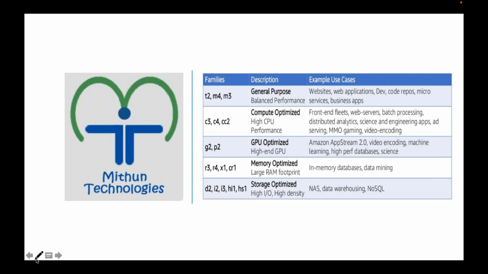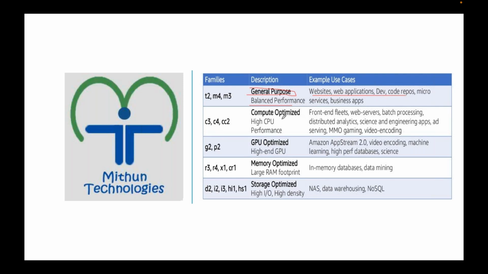You have some instance families like general purpose. As I already told, balanced performance. You will get balanced CPU and balanced memory in your EC2 instances that can be used for web applications, websites, code repositories like Nexus, to deploy microservices or web applications or websites. You can use general purpose.